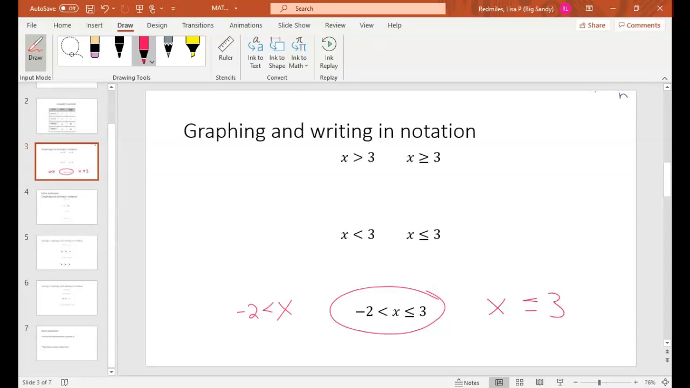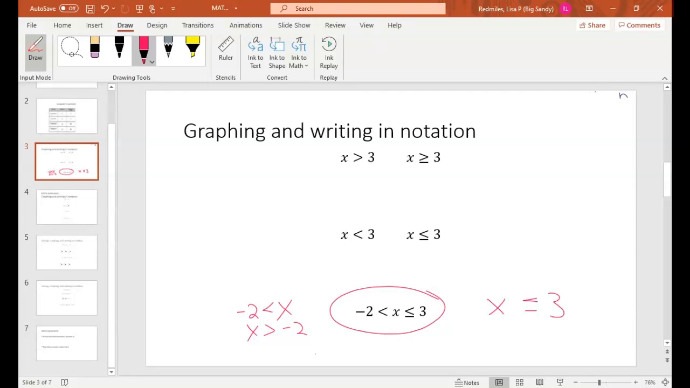And another way of saying that -2 is less than x is to say that x is greater than -2. So notice that same idea. If I say -2 is less than x, that's the same as saying x is greater than -2.